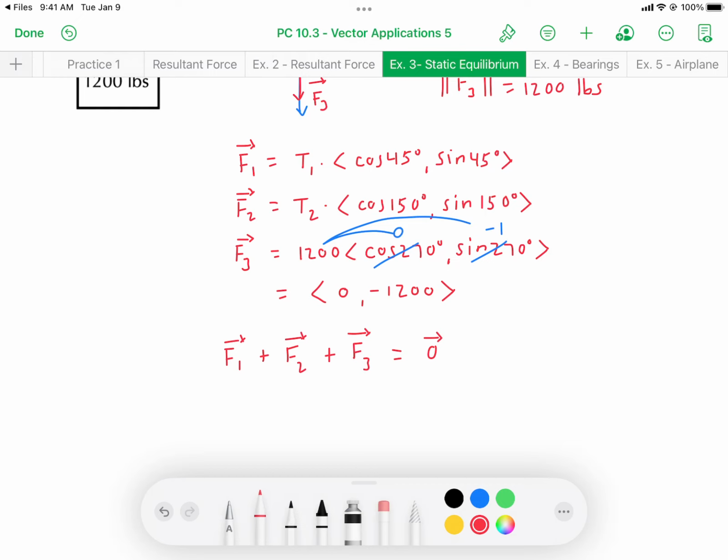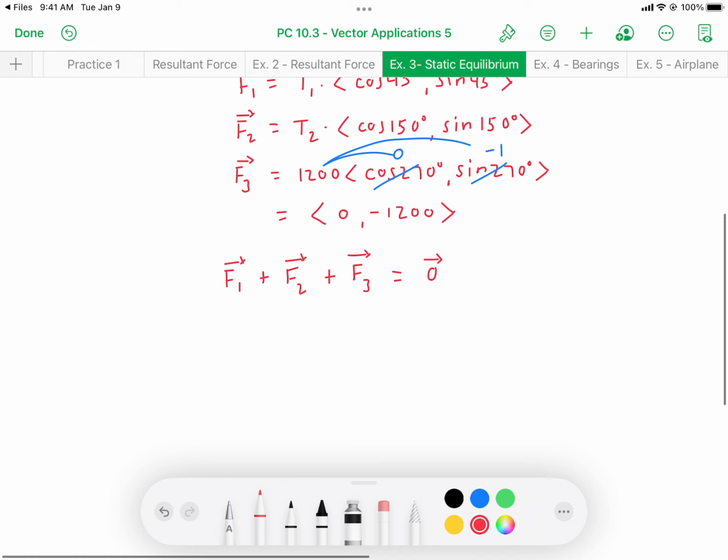Now think about how we add vectors together. You add the horizontal components together, you add the vertical components together to get your resulting force vector, right? Well, if this resulting force vector is supposed to equal the 0 vector, that means the components should add up to 0 in both directions, okay? So what we're going to do is create two equations, one for the horizontal components and one for the vertical components.